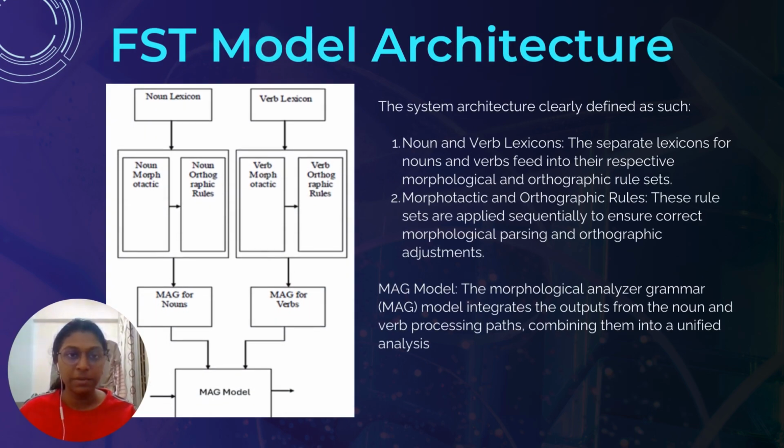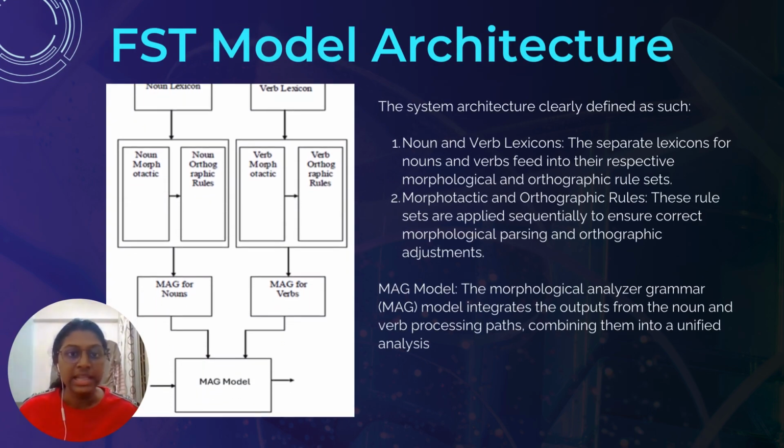This is an example image of the system architecture. The system architecture image clearly defines as such. First, noun and verb lexicon. The separate lexicons for noun and verb feed into their respective morphological and orthographic rule sets. Second, the morphotactic and orthographic rules. The rules are applied sequentially to ensure correct morphological parsing and orthographic adjustment.